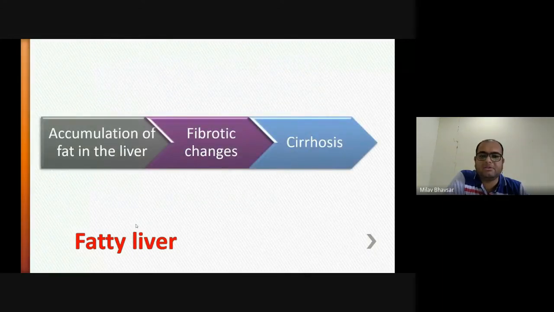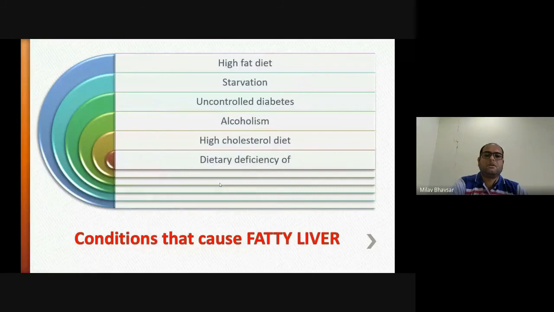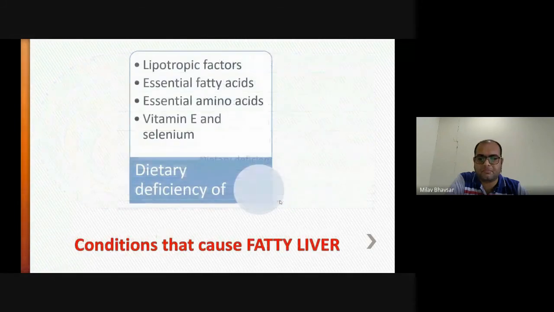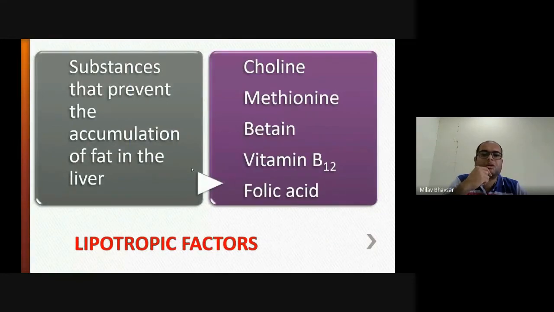Okay, so which conditions can cause the fatty liver? High fat diet, starvation, diabetes, alcoholism, high cholesterol diet, and dietary deficiency. Lipotropic factor, essential fatty acids, vitamin E, and selenium. These are the conditions which can lead to fatty liver. Some of the components that can block the fat inside the liver are choline, methionine, vitamin B12, as well as folic acid.